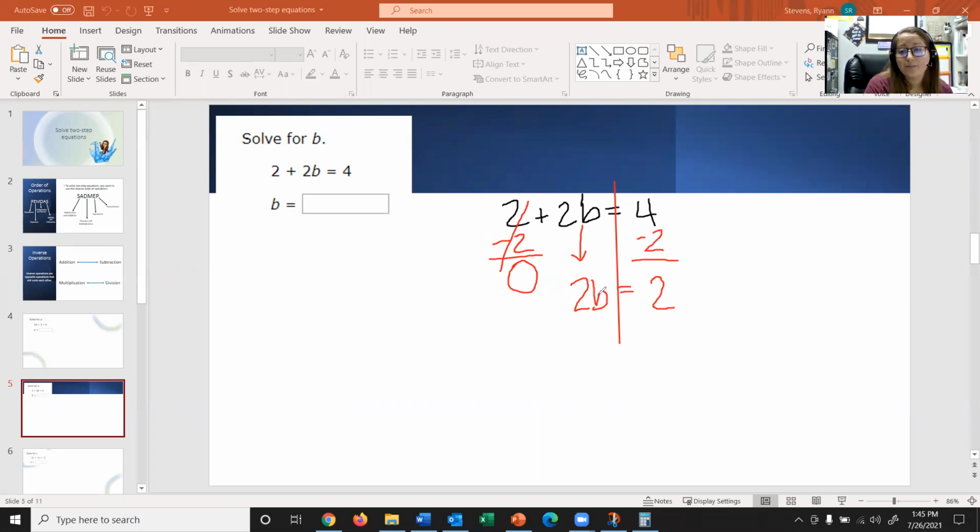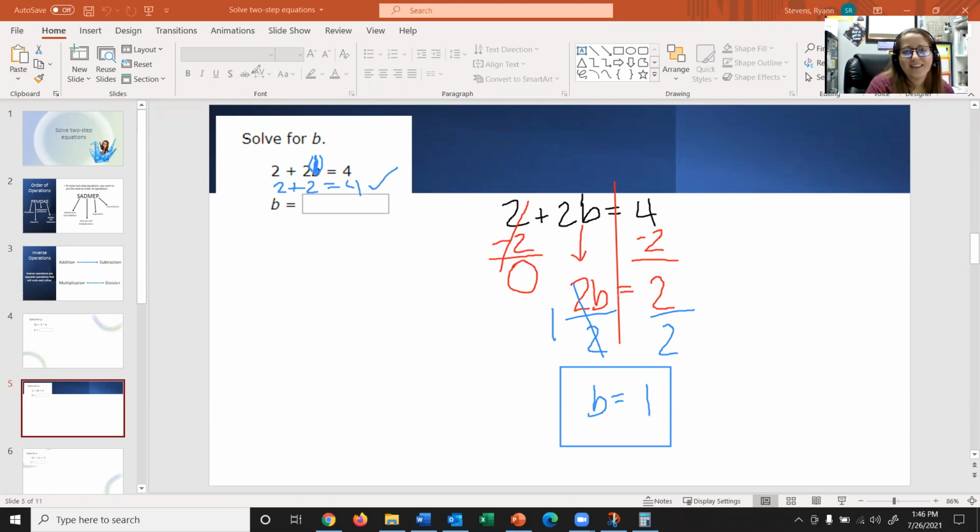Now we know that 2 times b would give us an answer of 2. So we're going to do the inverse and divide both sides by 2. 2 divided by 2 is just going to cancel, leave us with 1, or we can just write b. And then 2 divided by 2 is going to equal 1. Then if we go back and plug this into the equation to check, we have 2, and we're going to put a 1 here. 2 times 1, I'll put parentheses to separate those. 2 times 1 is 2, so then we have 2 plus 2 does equal 4, and so we can see that this does check.